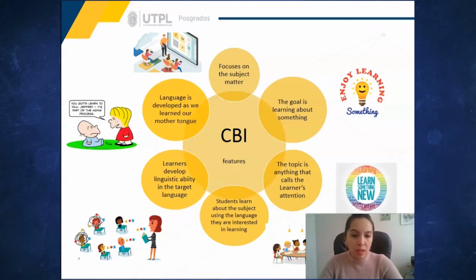Students learn about the subject using language and vocabulary they are interested in learning, rather than their first language. As a consequence, they develop linguistic ability in the target language. And this way of learning is seen as a more natural way. This is because language is developed just the way we learned our mother tongue.